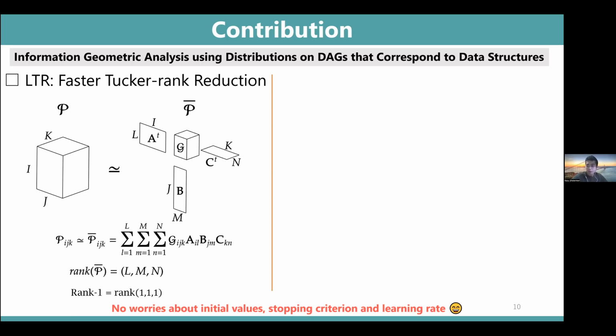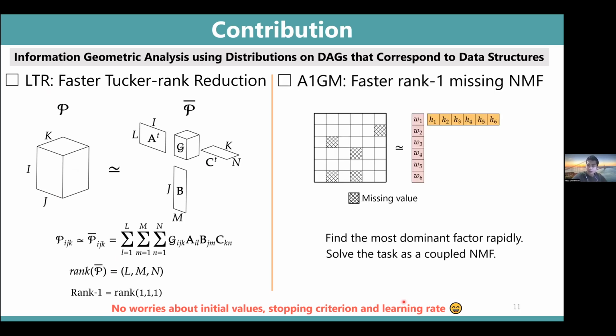We now want to approximate a non-negative tensor P by a low-rank tensor P bar. This task is called non-negative Tucker rank reduction. We developed a faster rank reduction method called LTR. The second topic is developing a faster algorithm for rank 1 NMF with missing values. The rank 1 approximation finds the most dominant factor. We find a solution rapidly using the known relationship of this task and coupled NMF.